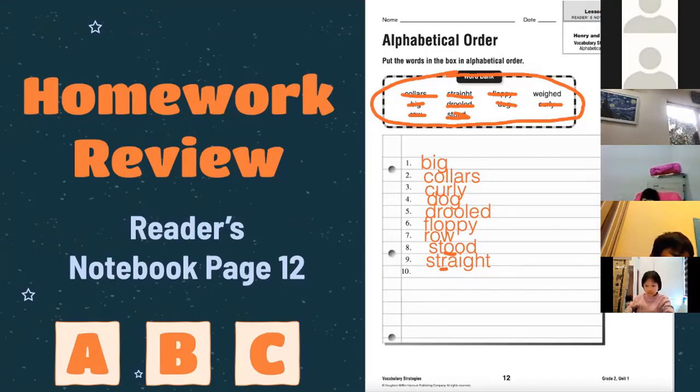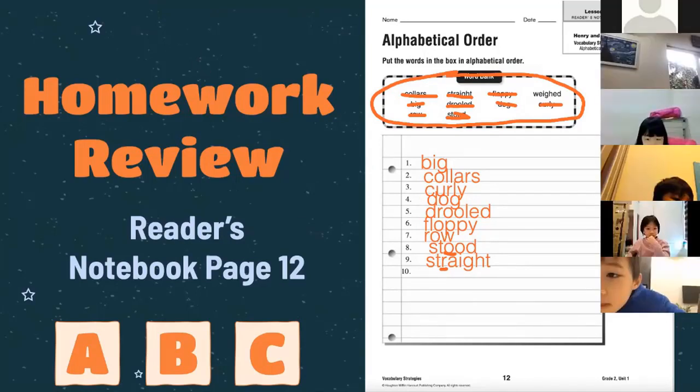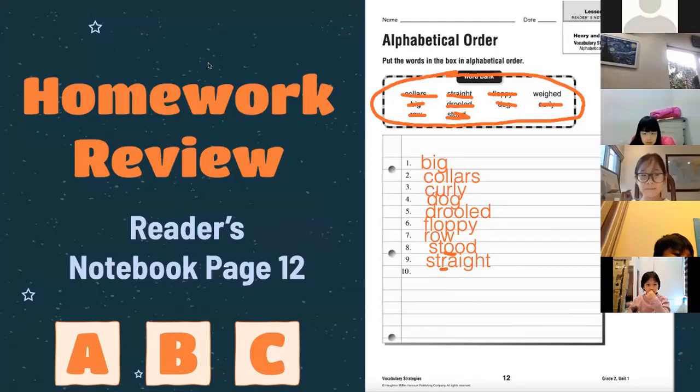Lamang, which one goes last in our ABC order for our vocabulary words? What's our last word here? The last word is wade. Very good. Our last word is wade. So W comes after S. So we went through the alphabet.